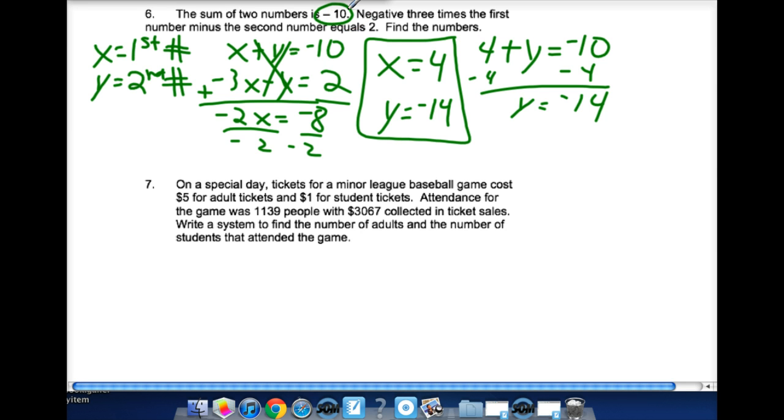Now check the other one. Take -3 and multiply it by the first number. -12. Dude, you're having issues with your negative signs today. And then minus the second number. What's negative 12 minus negative 14? Minus negative, the opposite. It equals 2. Shazam, it works.